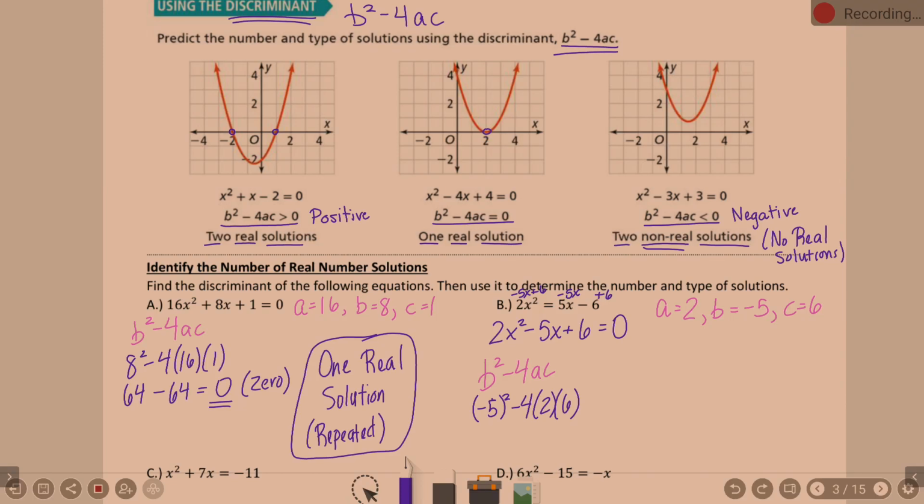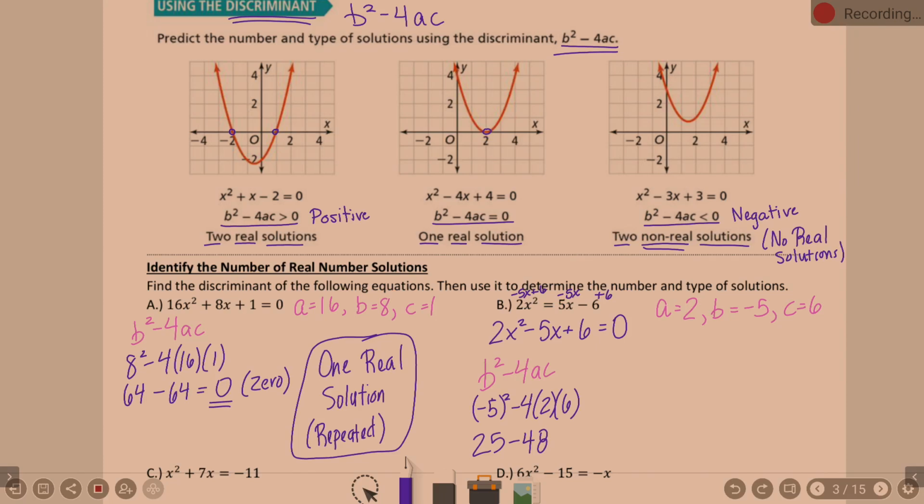Okay, guys, be careful. What is negative 5 squared? 25. Positive 25, yes? This for b squared will always be positive. So 25 minus 4 times 2 times 6.